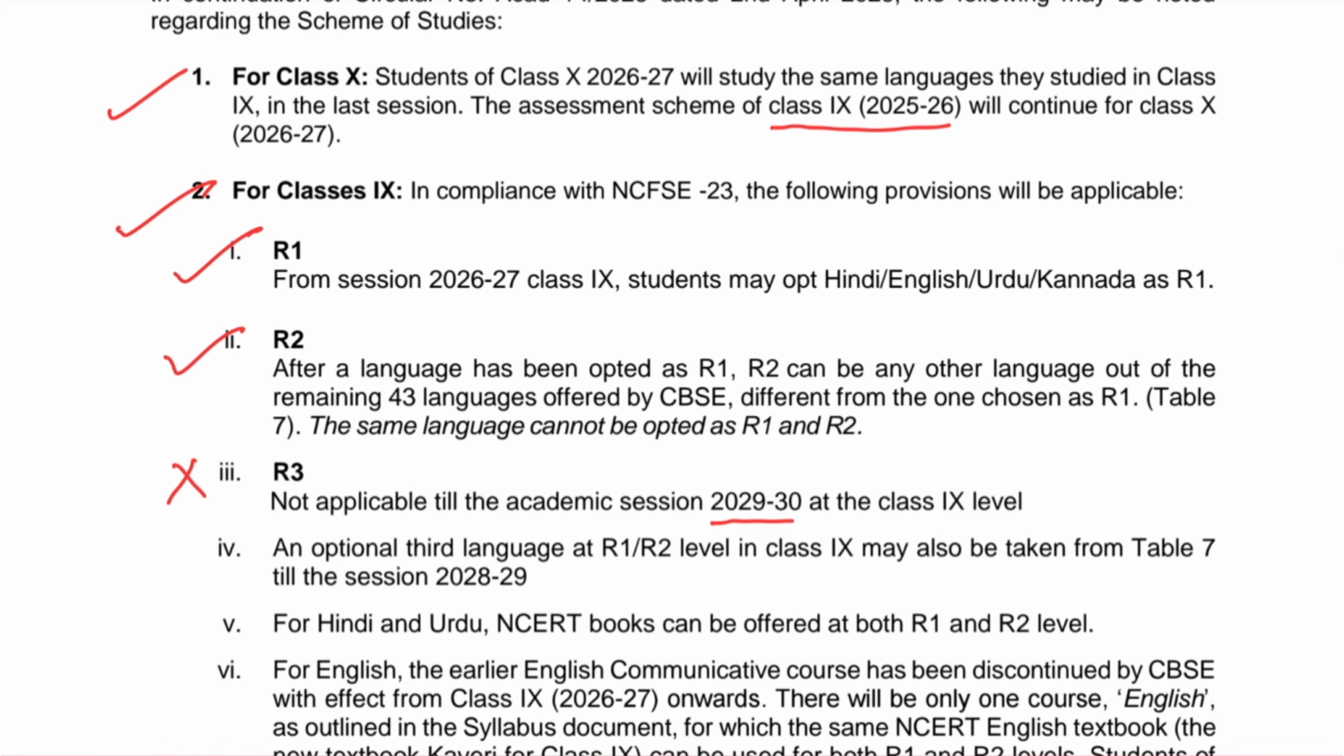For the current batch, they need to choose R1. It can be Hindi, English, Urdu or Kannada. They can choose any one of the subjects as R1. And after choosing R1, another language they need to choose, which is R2. R2 can be any other language out of the remaining 43 languages offered by CBSE.